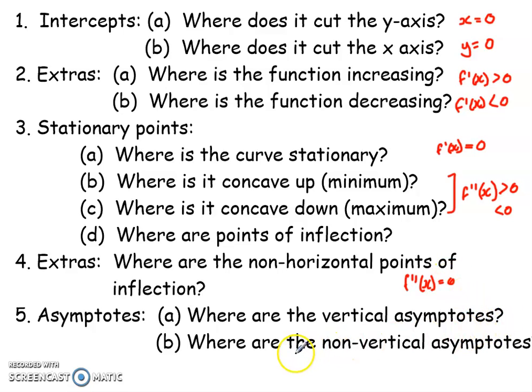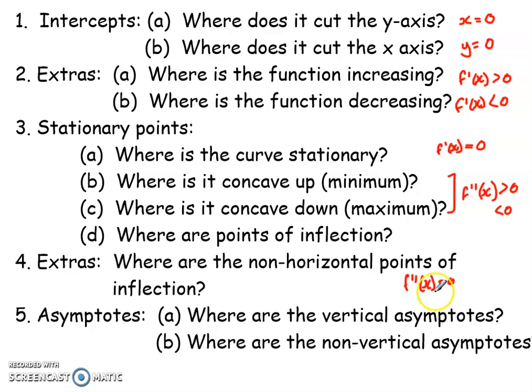The last one we then want to look at is the asymptotes. So where are the vertical asymptotes? Where are the non-vertical asymptotes? So we need to be able to do these. Now, vertical asymptotes, we know that's when the denominator of the fraction is equal to 0. The non-vertical, that's their behaviour as x tends towards positive and negative infinity, and that's where the partial fractions and splitting it up comes into play. That's what that helps us to do.